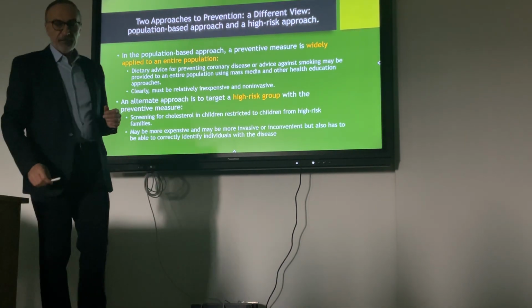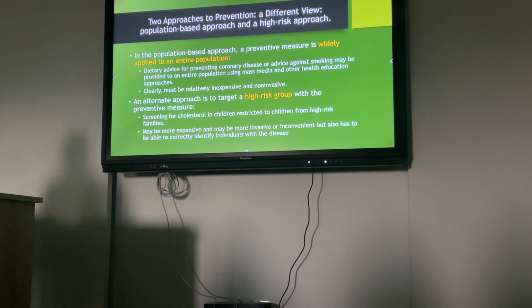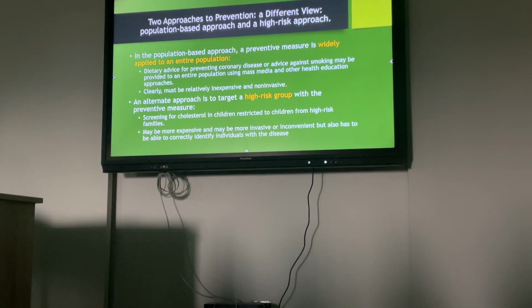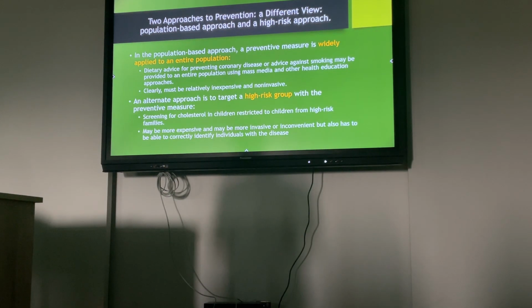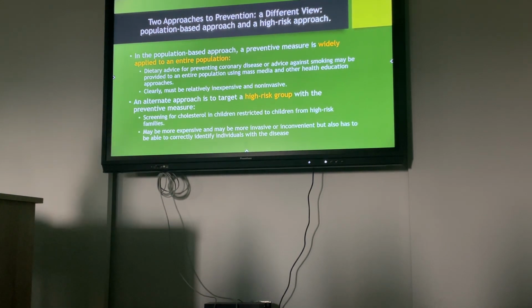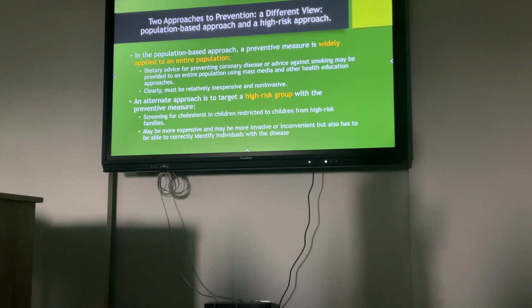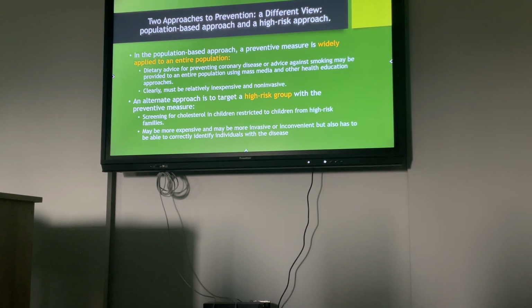We have also another classification. There are two approaches for prevention of diseases in the population. In the first approach, the whole population is targeted. When the whole population is targeted, we have to use measures that are inexpensive, measures that are accessible in the whole population, and usually this strategy needs more money, more logistics. But in the second approach, we may limit our effort to people who are at higher risk.